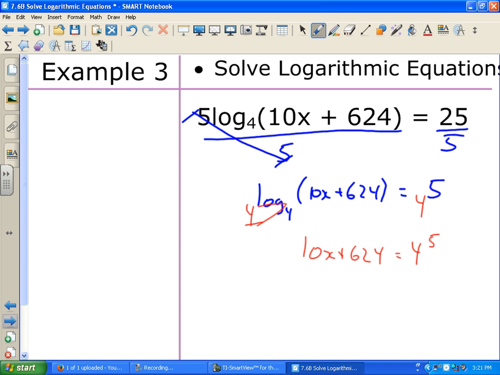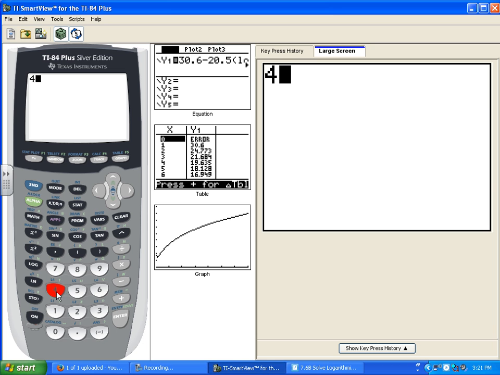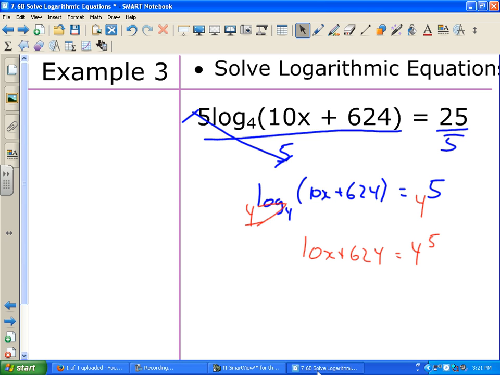4 to the 5th, I don't know that off the top of my head. That is 4 times 4 times 4 times 4. That's a pretty big number. I would let you go ahead and use a calculator for this. So we're looking at 4 raised to the 5th. 1,024. So 10x plus 624 equals 1,024.